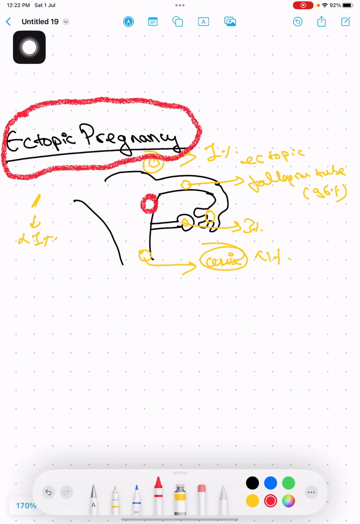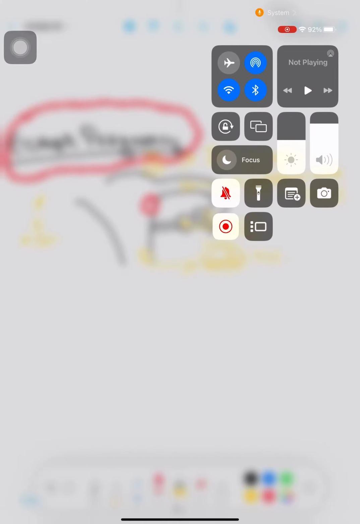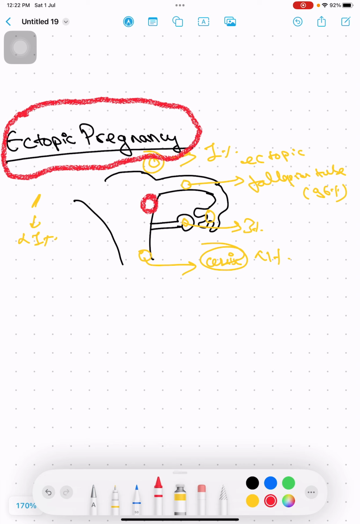So remember, whenever there is an implantation, that implantation should occur in the fundus of the uterus over here. Now, if the implantation occurs in the fallopian tube, and more specifically in different parts of the fallopian tube, it might be in the fimbriated end, in the ampulla, in the isthmus, in the interstitium, or in the infundibulum. Anywhere if there's an implantation, that is known as ectopic pregnancy.